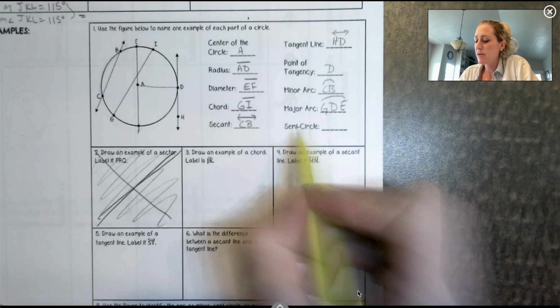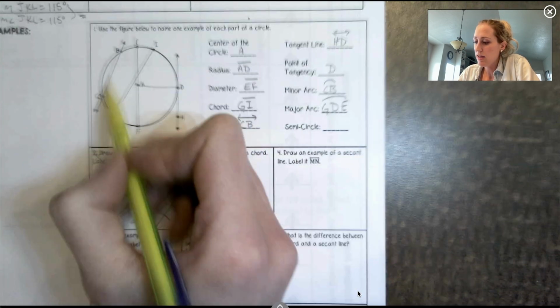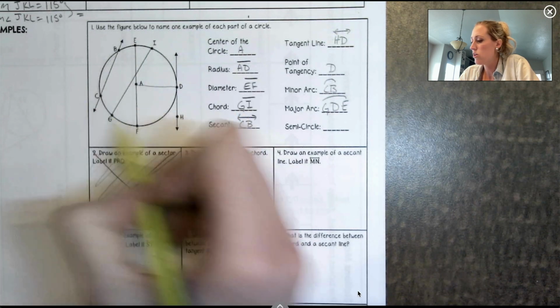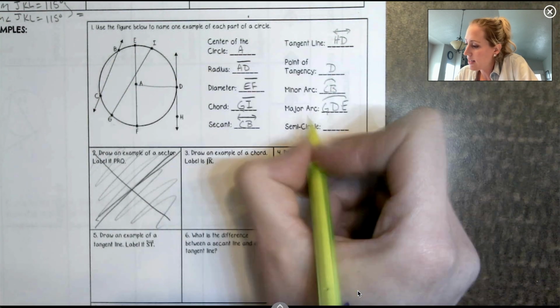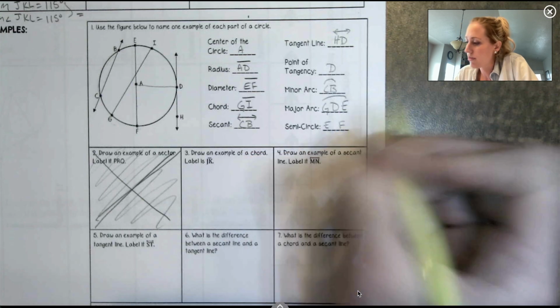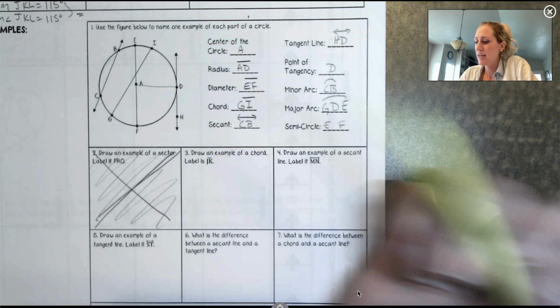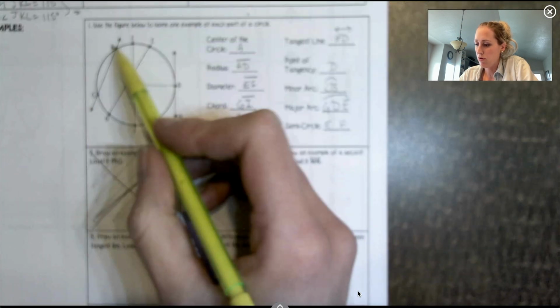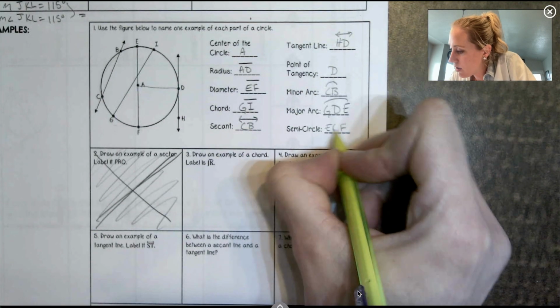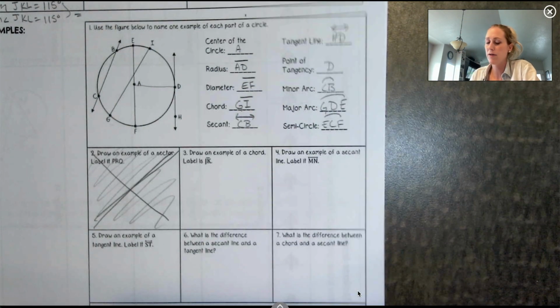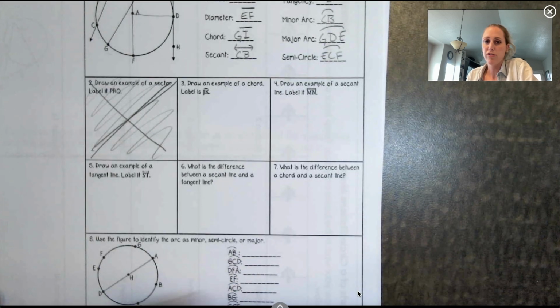Okay, semicircle, half the circle. So E to F. Okay, again, typically these ones are 3 letters, so I need E and F to be the endpoints, okay? And then I can pick any of the other points in between. So I'm going to do C. Okay, all right. Now we're going to draw some parts.